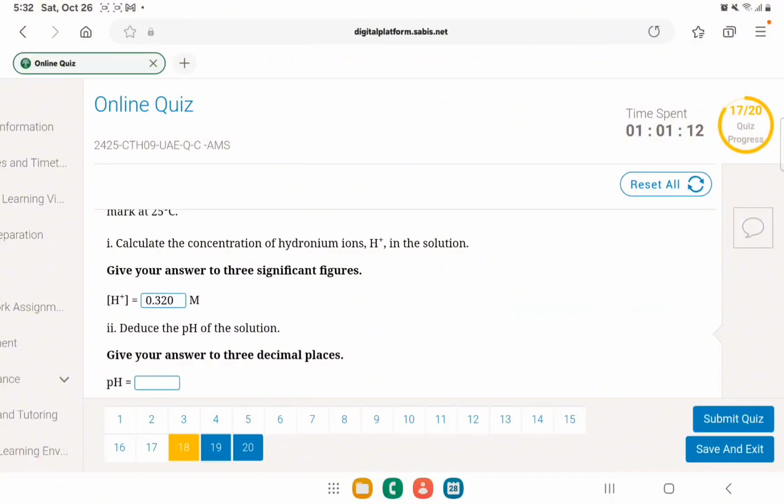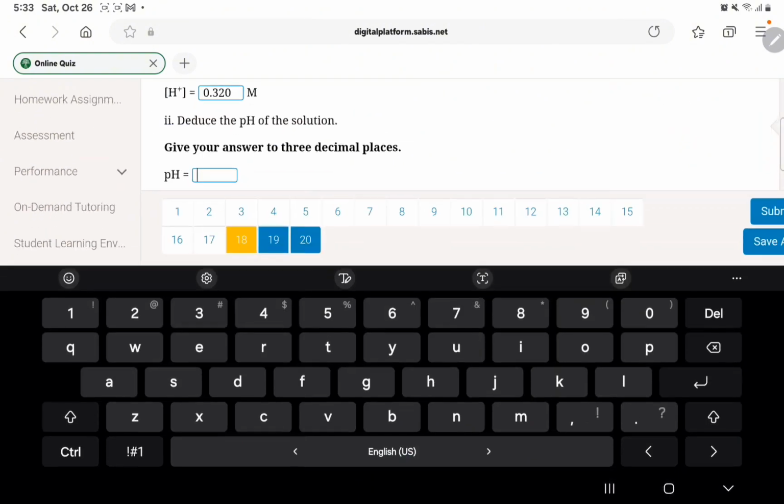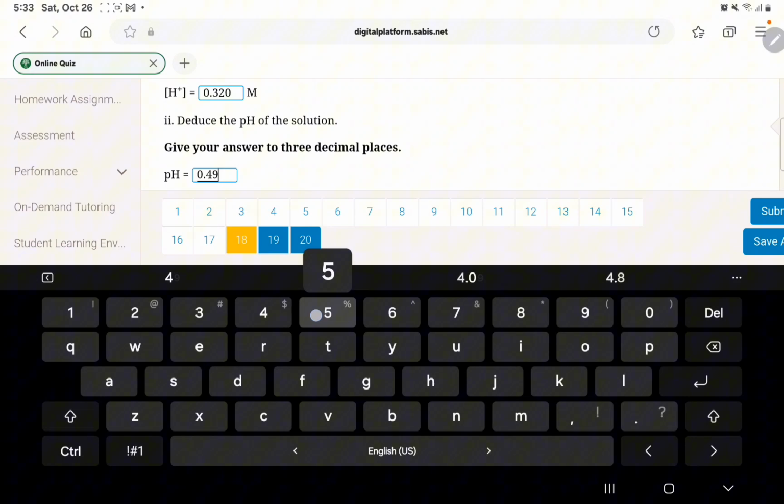Okay, now the pH. Again, we do negative log, and if you have a box here, just put 10, and then bracket the concentration of H plus, so 0.32, and we get 0.4948, and it's really long. They wanted 3 decimal places, 3 numbers after the decimal. So 1, 2, 3 here. Now this is above 5, so we add 1, so 0.495. That's the pH.